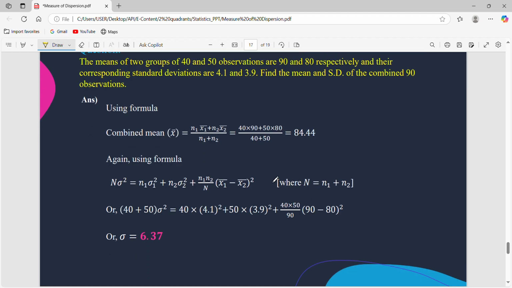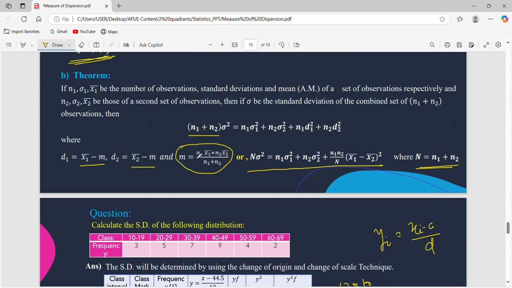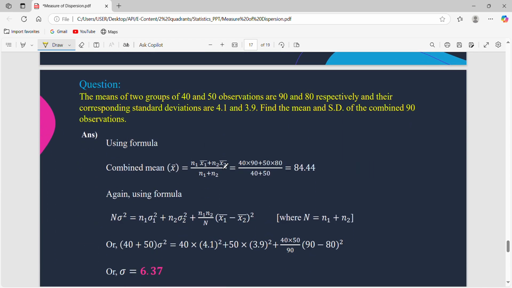So using the formula, which formula? The combined mean, as we have done here: n1 x1 bar plus n2 x2 bar divided by n1 plus n2. Here n1 means 40, n2 means 50, x1 bar means 90 and x2 bar means 80, divided by n1 plus n2, that is 40 plus 50. So 84.44.